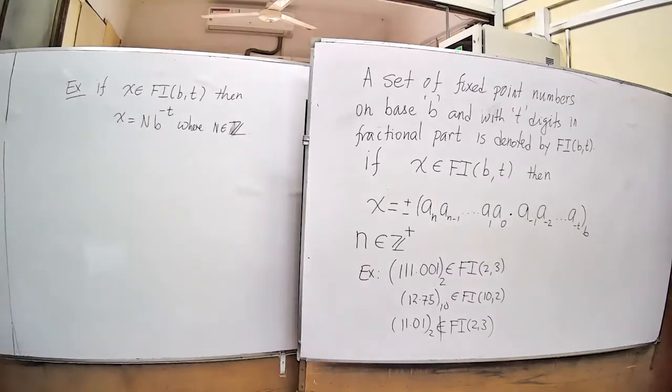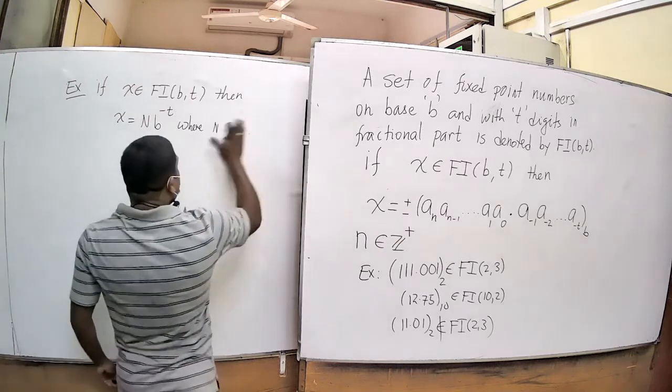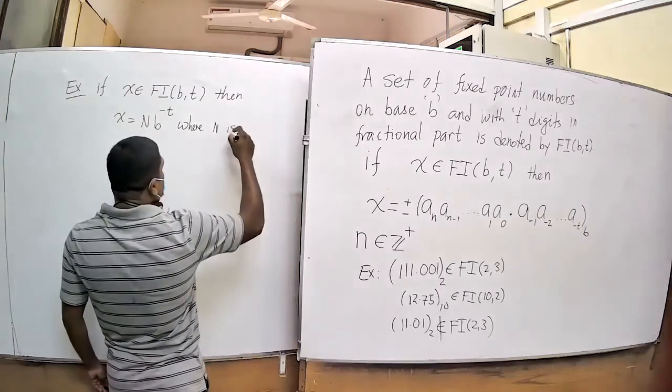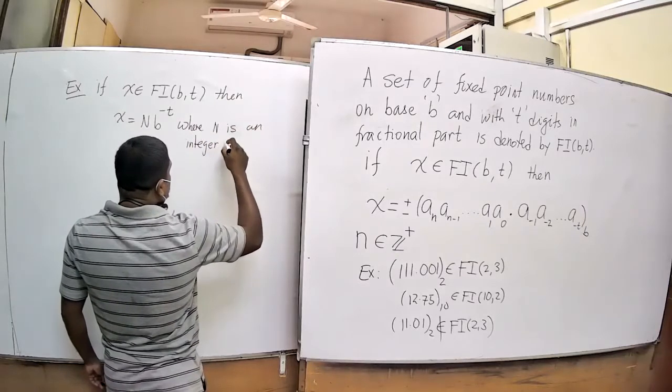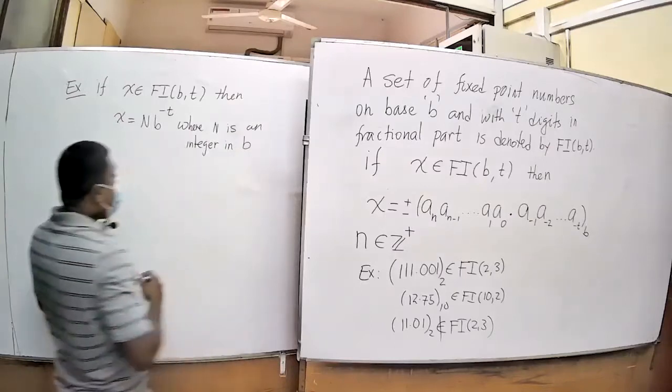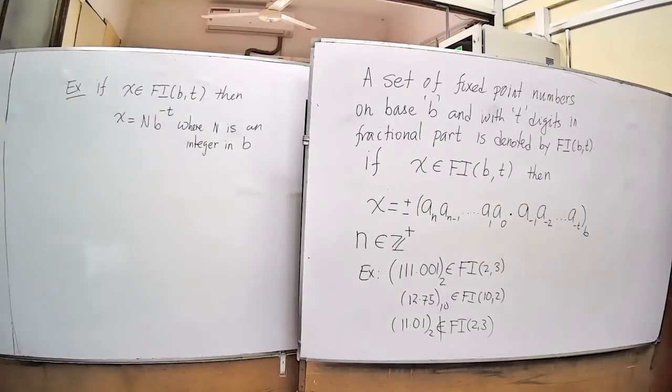Right, so if x is a fixed point number, then x can be written as an integer times b to the power minus t. So that should be an integer in b. I have to be more specific here. If you want to be more specific, you can say it is an integer in base b.